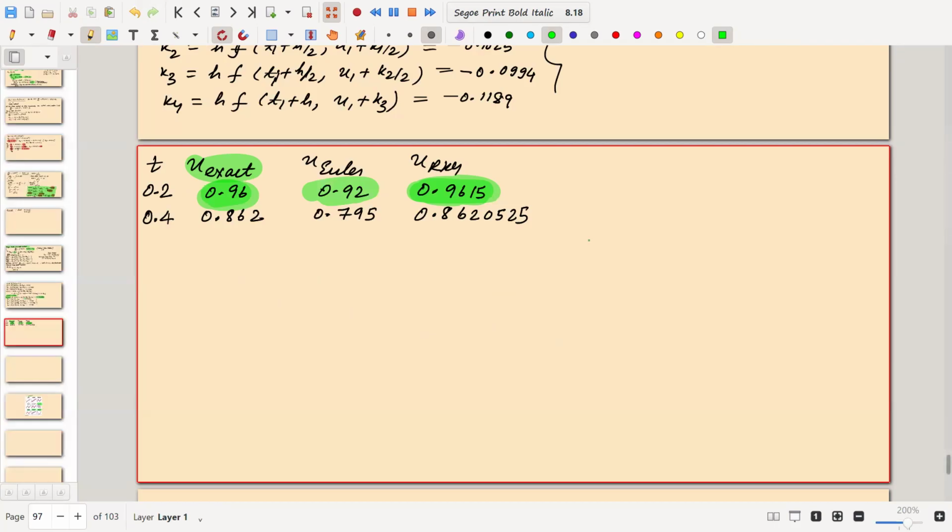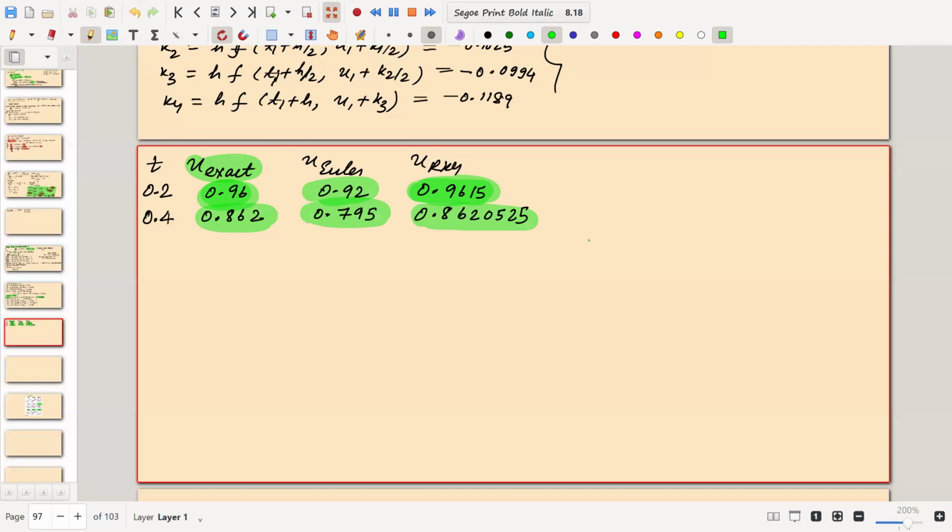At 0.4 also, 0.862 is exact. Whereas RK4 is giving you 0.862, almost exact till the 0.0001 decimal place. Whereas the Euler method is giving you 0.75, where it is only 0.01 accuracy. Can you see? So which one is better? Yes, RK4 is much more accurate than the Euler method.